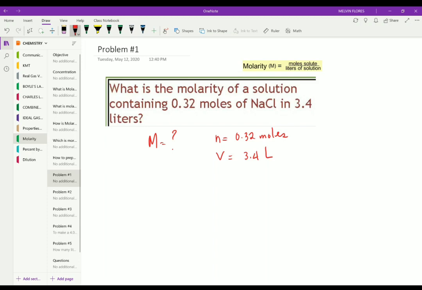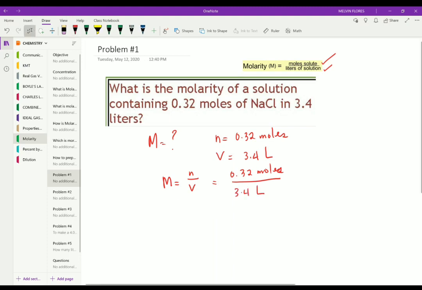So make sure you look at the units if they are correct. So we need the moles of solute, which is correct. We have the moles. And then the liter of solution. So we have the volume in liter of the solution. Okay. So now we're ready to calculate for molarity. Molarity is equal to moles of solute divided by the volume of solution, which is equal to 0.32 moles divided by the liter of solution, which is 3.4 liter.